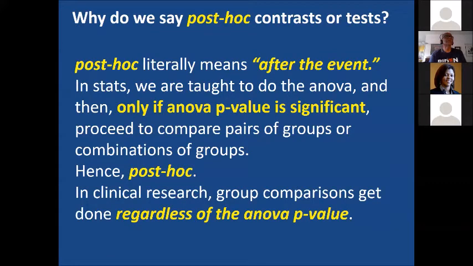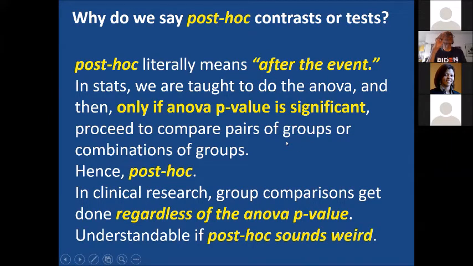When I work with a colleague, the colleague wants to know how 2 treatments compare. The colleague cares little whether my overall ANOVA is significant or not. And so they want the p-values for specific group comparisons. So we're going to do them anyway. Group comparisons get done regardless of the ANOVA p-value. So I would say ignore the ANOVA p-value generally. That's why post hoc sounds a little weird, because this is what people come to you for the analysis, or that's what you want to analyze.